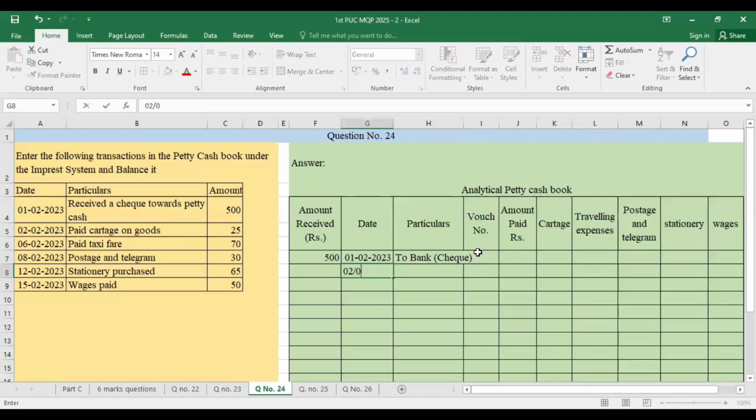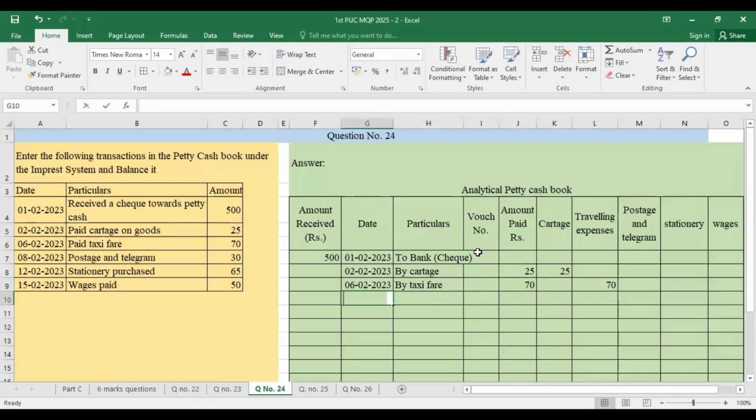Next, on 2nd February, they have paid for cartage on goods. So, by cartage. So, cartage paid amount is 25. So, under my cartage heading, I will have to write 25 rupees. Then, on 6th February 2023, by taxi fare, the total amount is 70. So, under traveling expenses, I'll write 70 rupees.